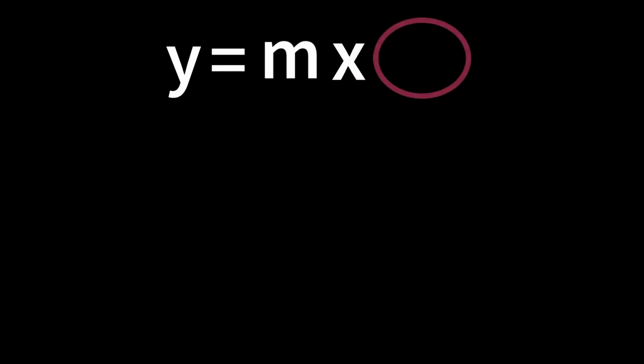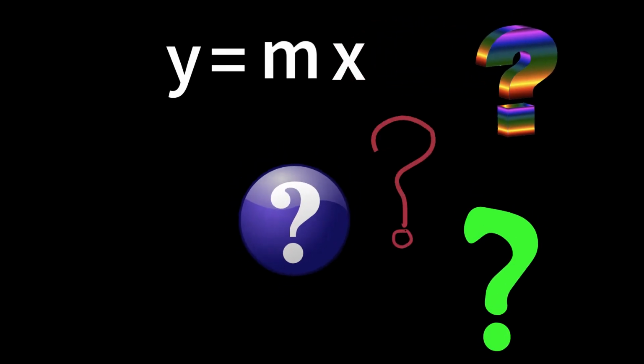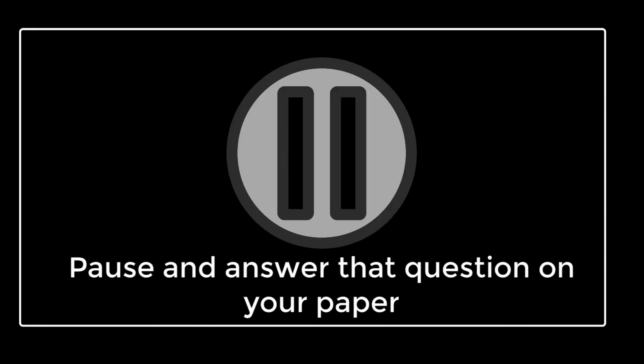What if you don't see a number at the end of the equation at all? What do you think the y-intercept is? Pause this video right now and answer that question on your paper. If you don't see a y-intercept at the end of the equation, there's actually a hidden 0.